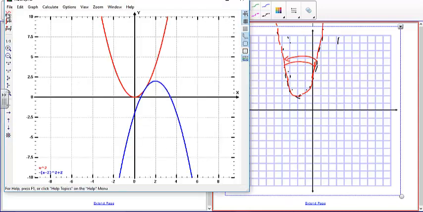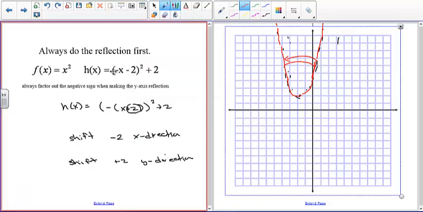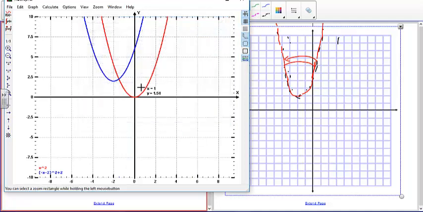So again, I'm going to go here, and we're going to take the negative sign and put it inside. So that's the original function before I factored out. So we had negative x minus 2 quantity squared. Okay, so that's the original graph. So it's negative x minus 2 quantity squared plus 2. I graph it, and you can see that's where the function is. So this corresponds with that. So it did work out correctly.